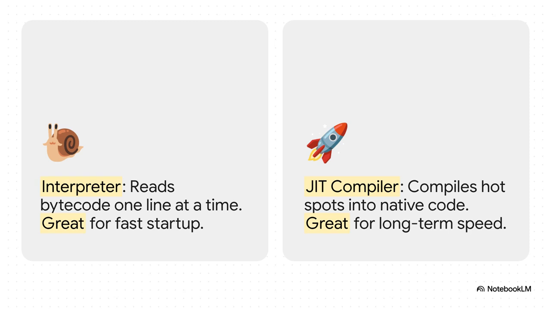And that's where its partner, the just-in-time or JIT compiler, is a total hero. The JIT finds these hotspots and compiles them into super fast code that's native to the machine. This dynamic duo gives Java the best of both worlds, a fast start and incredible performance over the long run. It's the real secret to how Java can be so darn fast.